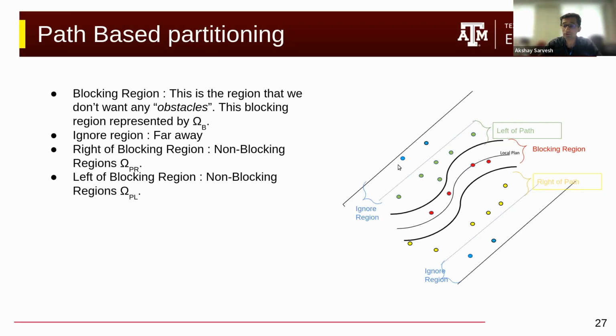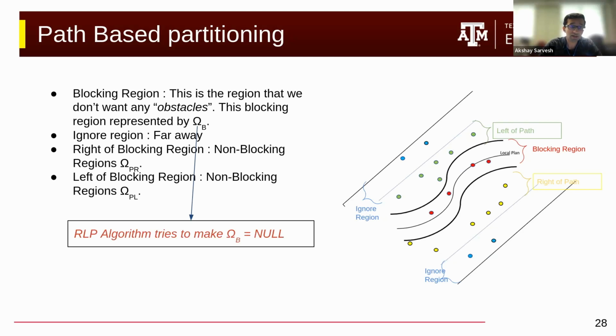And finally, we also have obstacles that are present in the ignore region. What this means is these obstacles can be ignored. You need not waste your precious computation resource on figuring out if these obstacles contribute to avoiding collision or not. The idea is that the reshaping local path planner algorithm tries to make this set of obstacles that are blocking null.